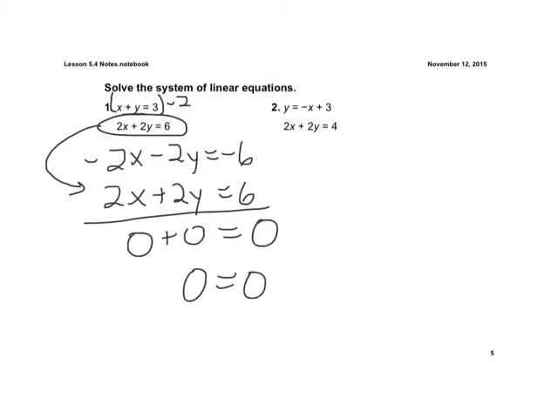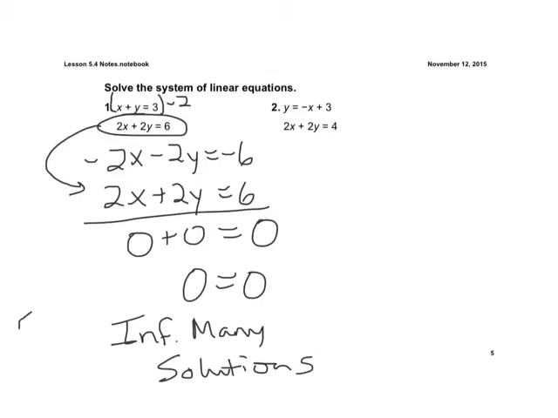If you get two numbers that equal each other in a true statement, that is going to be infinitely many solutions. Okay, they equal each other. If we had 5 equals 5, that would be infinitely many solutions. If we had 10 equals 10, same thing. If you get a true statement, infinitely many solutions.